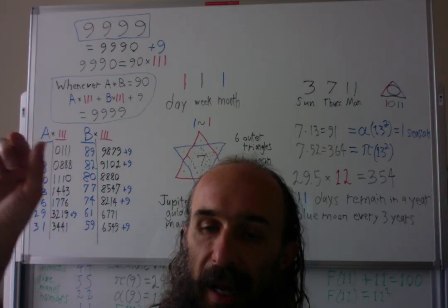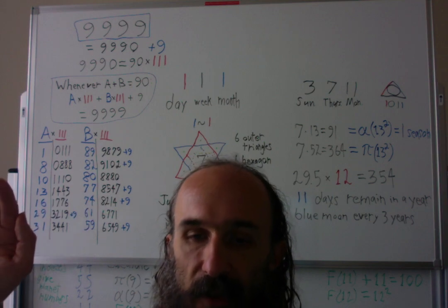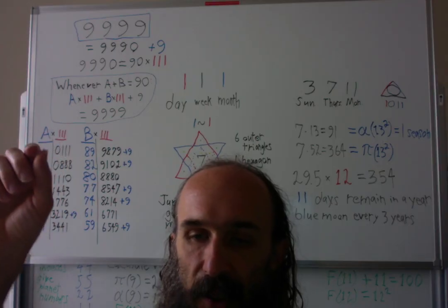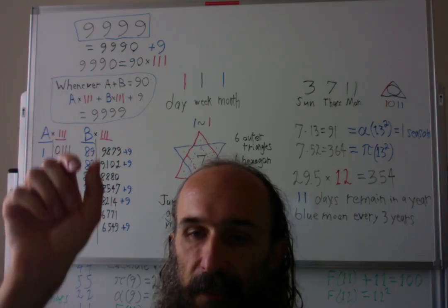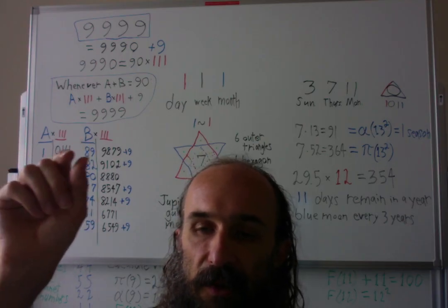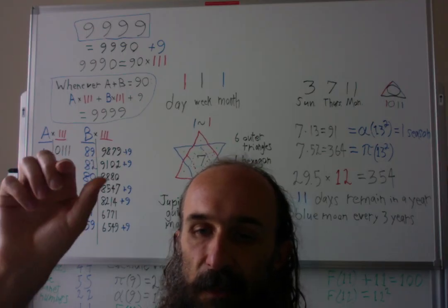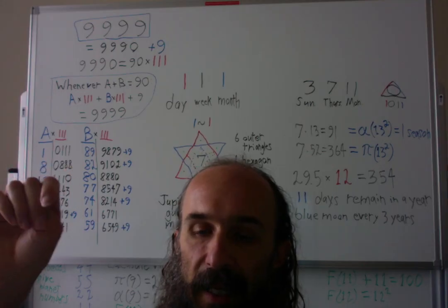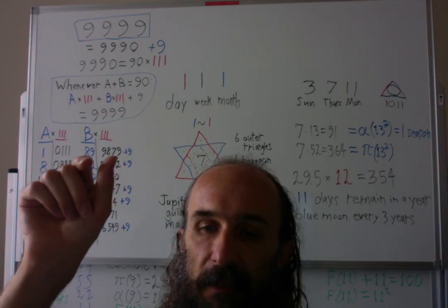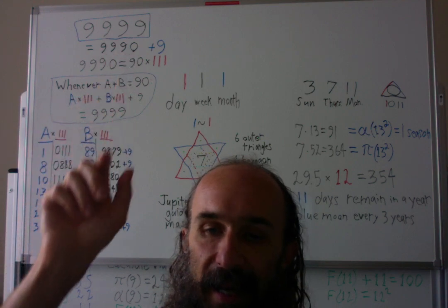So I have chosen 14 multiples of 111 to put in this chart, and they come in 7 pairs. So we have a column for A and a column for B for the numbers we're going to multiply by 111. And so each of these blue pairs, 89 and 1, 82 and 8, 80 and 10, these pairs always add up to 90. And so what we'll get is the two numbers here and here, these will add up to 9,990, and then we'll add 9 to that and get 9999.